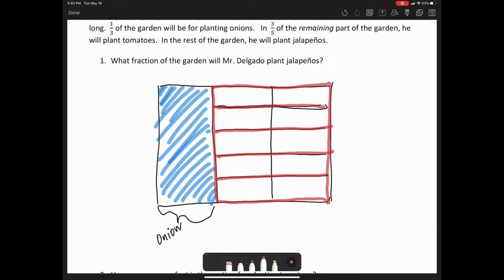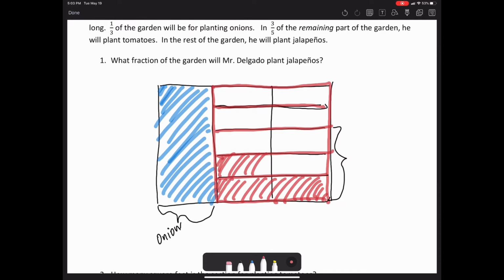Now I'm going to take 3 of these sections, because it's 3/5, and those are going to be for the tomatoes. So that's going to be this right here. It's going to be this 1/5, and this one, and this one. So this will be for tomatoes.